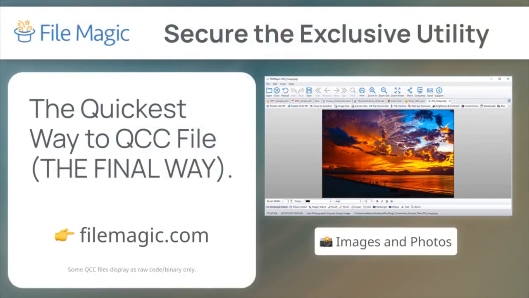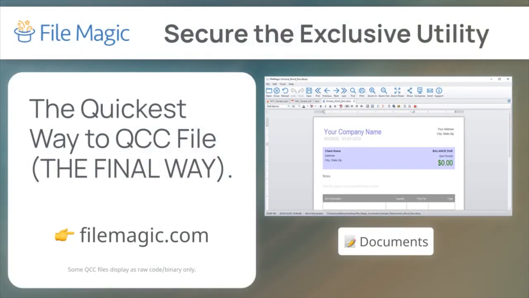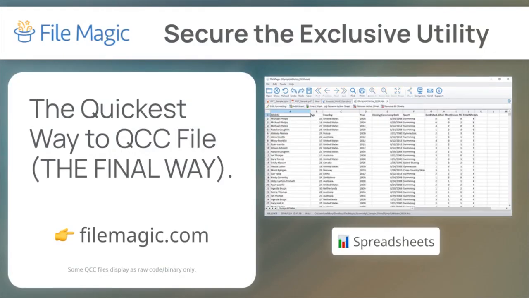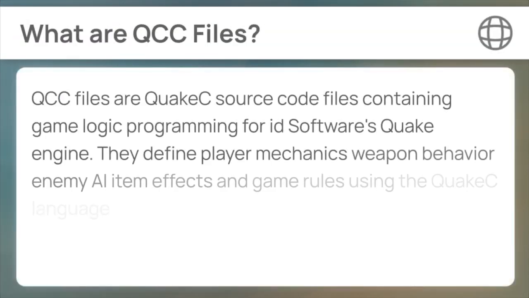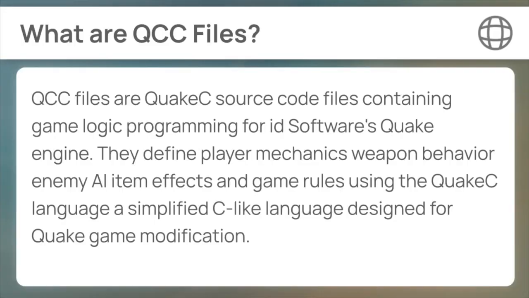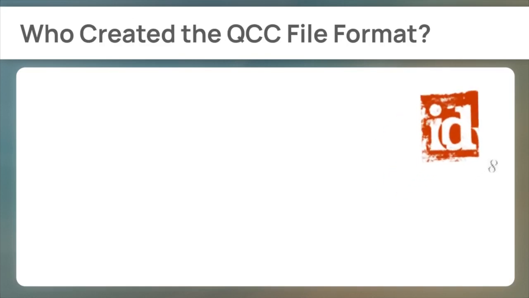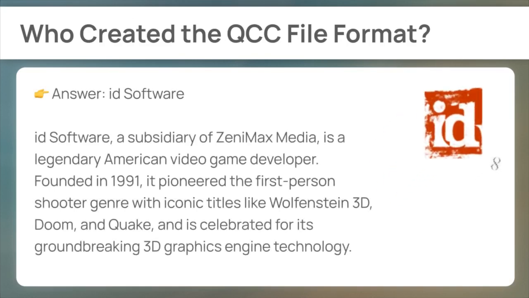We will reveal why investing in one exceptional QCC file inspection utility is the best long-term solution for managing countless file formats. QCC files are QuakeC source code files containing game logic programming for ID Software's Quake engine. They define player mechanics, weapon behavior, enemy AI, item effects, and game rules, using the QuakeC language, a simplified C-like language designed for Quake game modification.